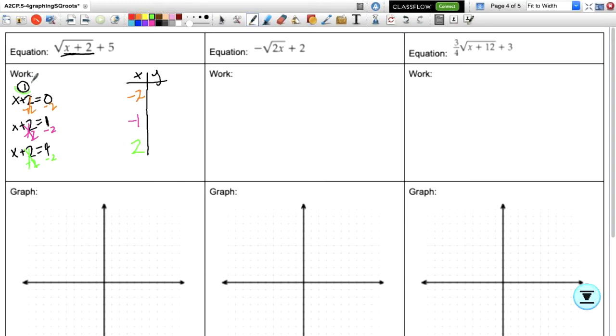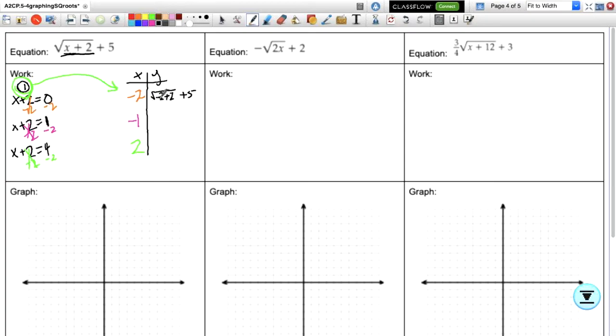You have to do this step first, okay? Figure out your x's. Then it's pretty easy. You're just going to take each of those x's, plug them into our original equation, and get out the other half of your coordinate pair. So I'll write this one out. Instead of having x plus 2 on the inside, I'm going to have negative 2 plus 2 on the inside as my radicand, and then a plus 5 on the outside.